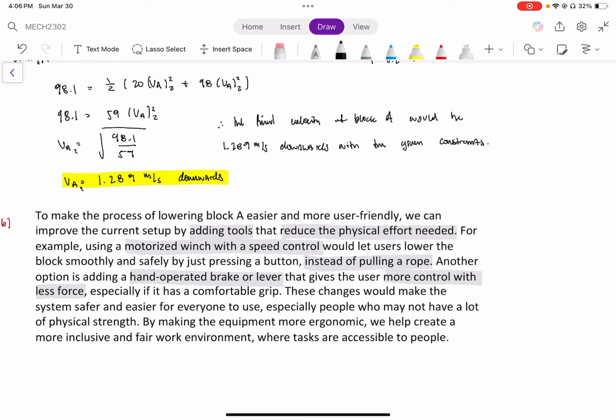Making the equipment more ergonomic would help create a more inclusive and fair work environment, whereas these tasks could be more accessible to everyone that's available.